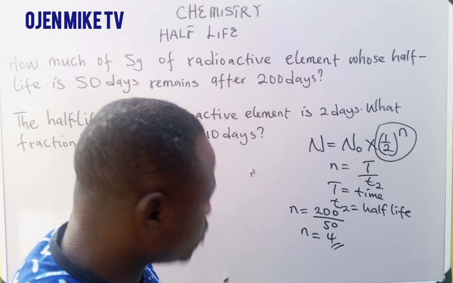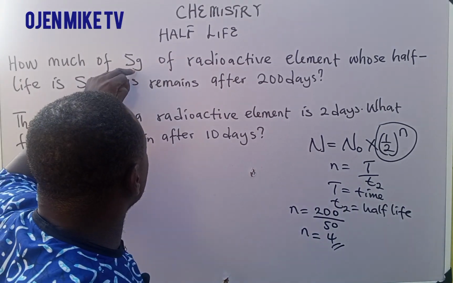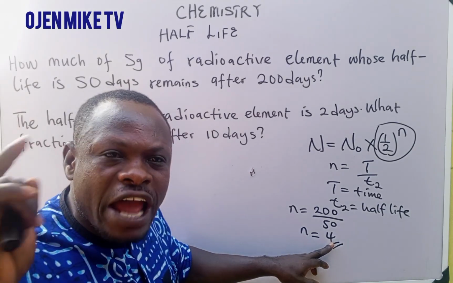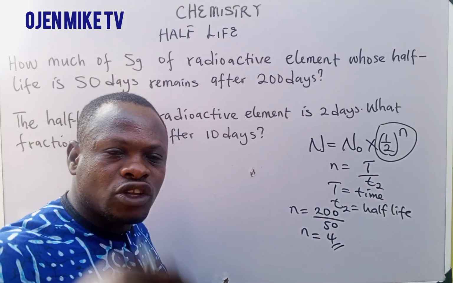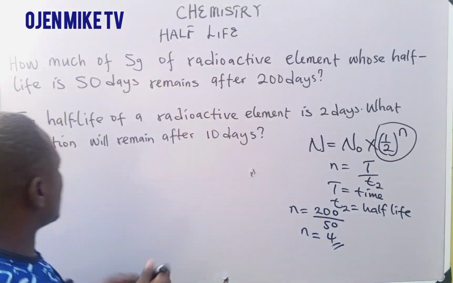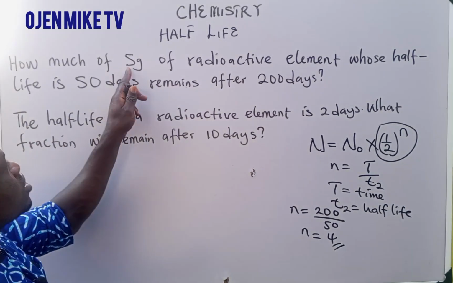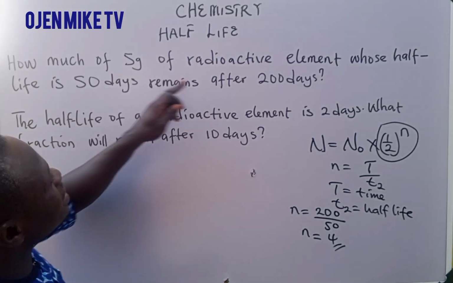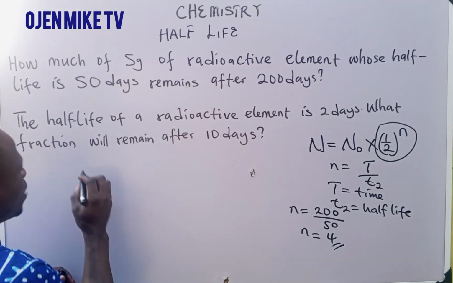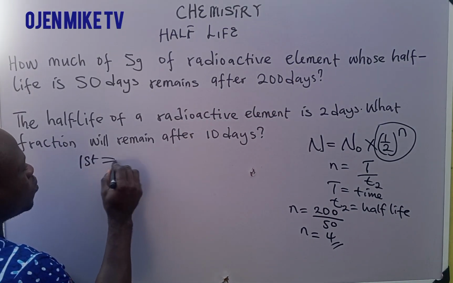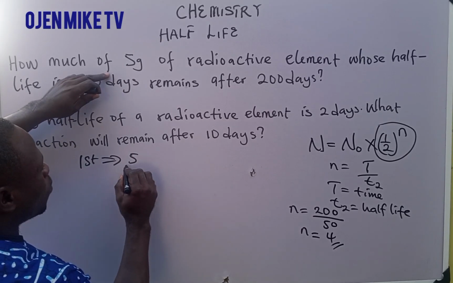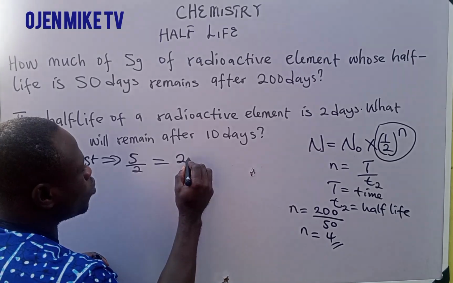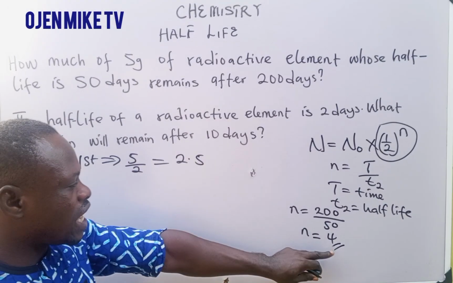So now, the simplest method you can use to determine this: 5 grams will undergo decay 4 times. Remember, half-life is the time to decay to half. So what you are going to do is divide this 5 in 4 stages. What is left is your remaining mass. First, 5 will undergo disintegration, that is divided by 2, which gives you 2.5. That is the first time. We are looking at 4 times.